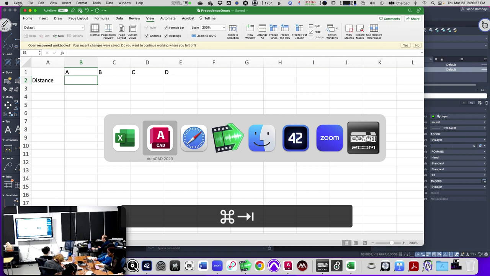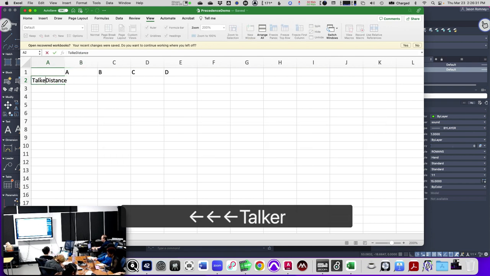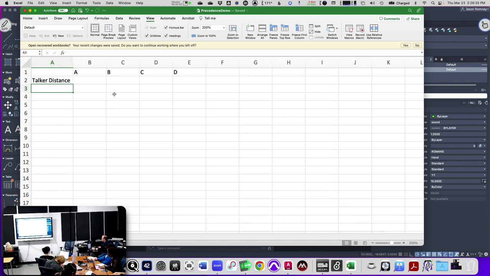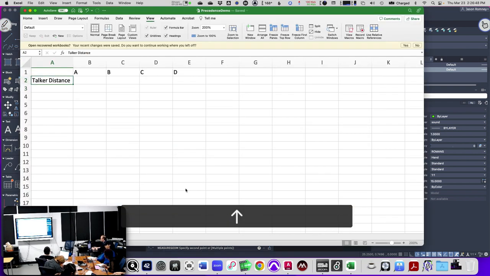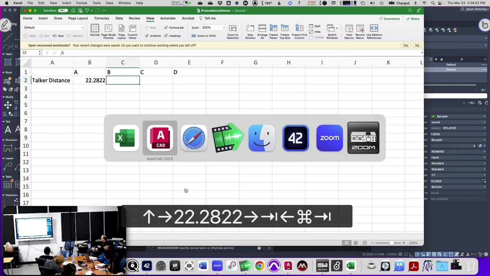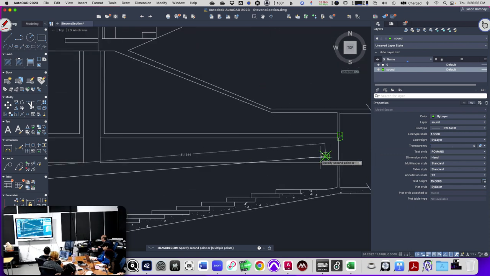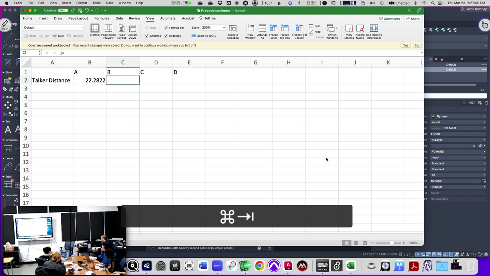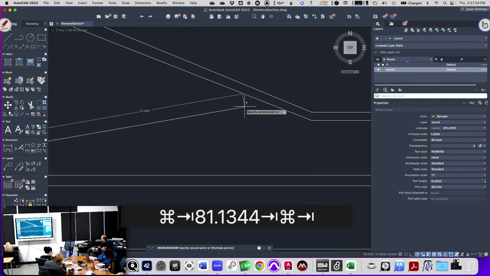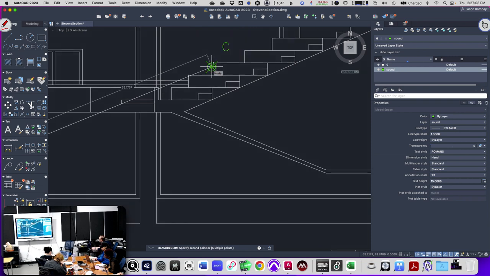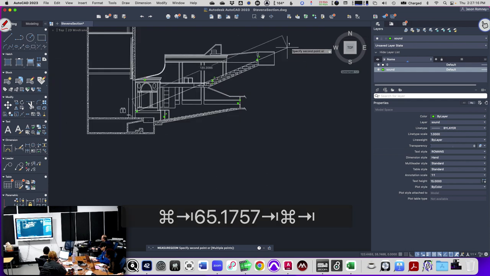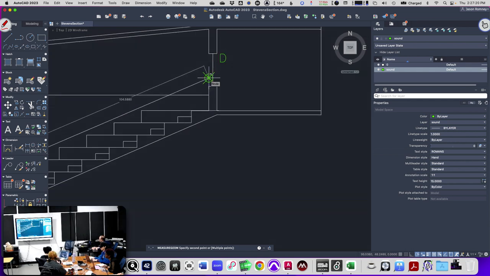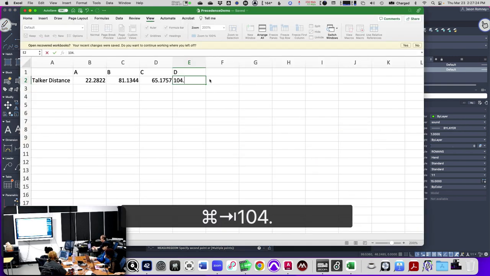So I'm just going to start measuring. This will be talker distance. We'll do the talker first. So I'm going to measure from here to here. And I got 22.2822. Okay. And then let's go to seat B. 81.1344. And then I'll go to seat C, 65.1757. Back row is 104.588. Okay, that's the distance.